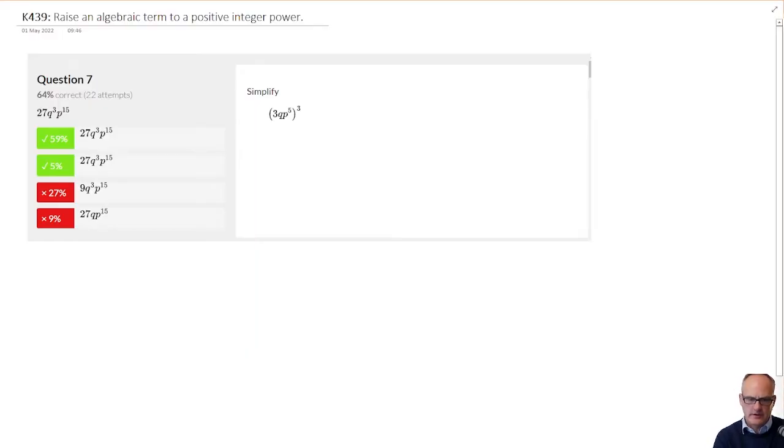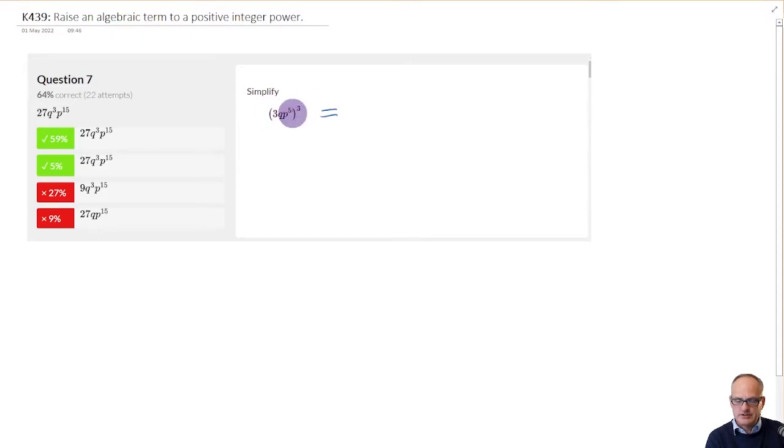Right, what we're doing here is we're going to be looking at a few indices questions which I set recently as a test, and we're going to look at the ones where the students got the questions wrong. So the one they found the hardest, the one where they made the most mistakes, was this one. Only 64% were correct out of the 22 attempts. Now, let's just look at how we do this the right way.